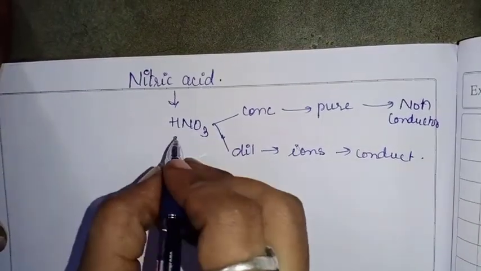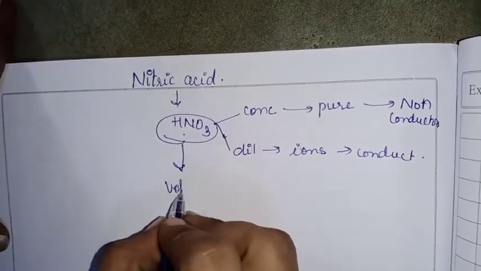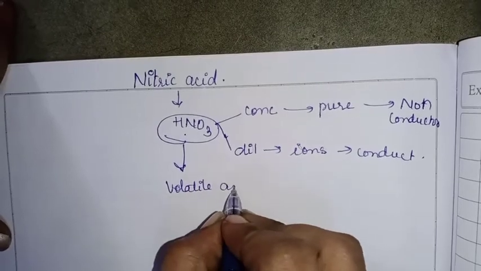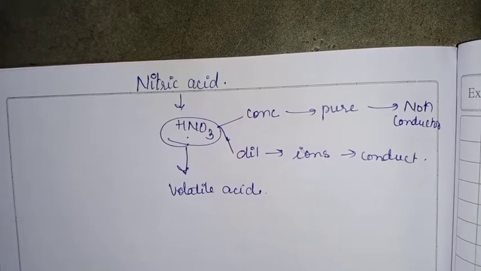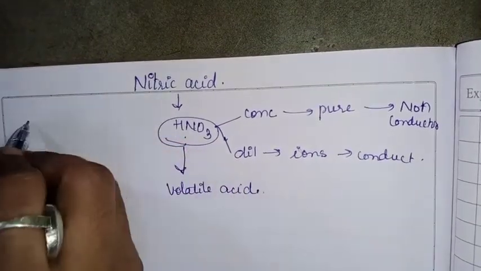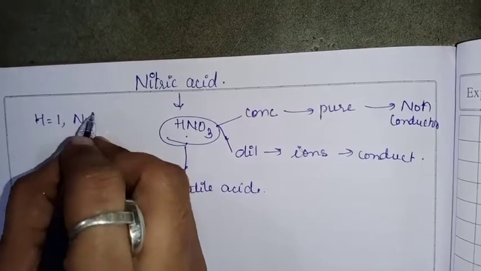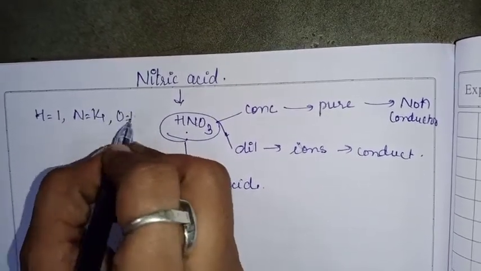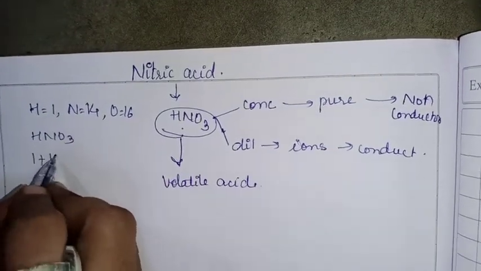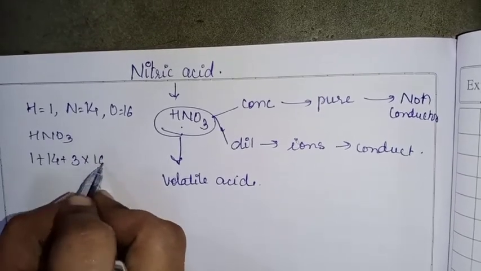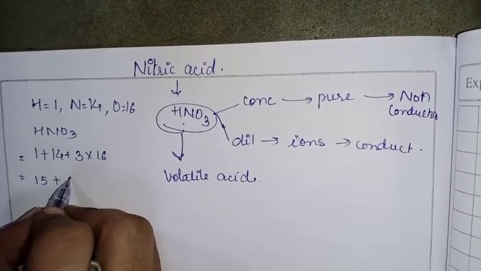Okay, children, so we are going to discuss nitric acid. Now this nitric acid is a volatile acid. When we calculate its molecular weight, hydrogen is 1, nitrogen has a molecular weight of 14, and oxygen is 16. So when we substitute in HNO3, 1 plus 14 plus 3 into 16, so it is 15 plus 16 threes are, what will be?